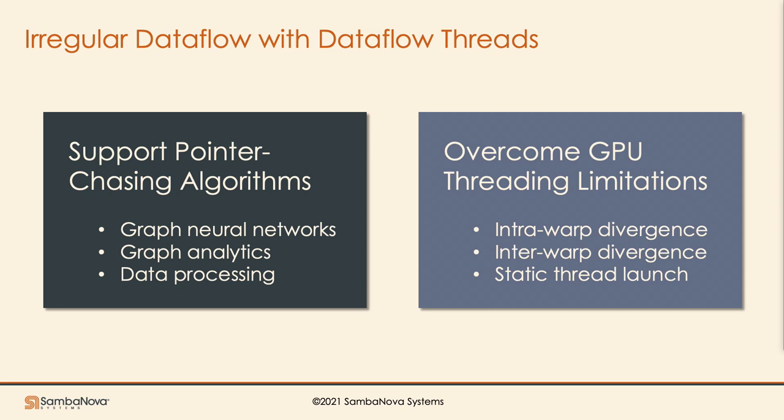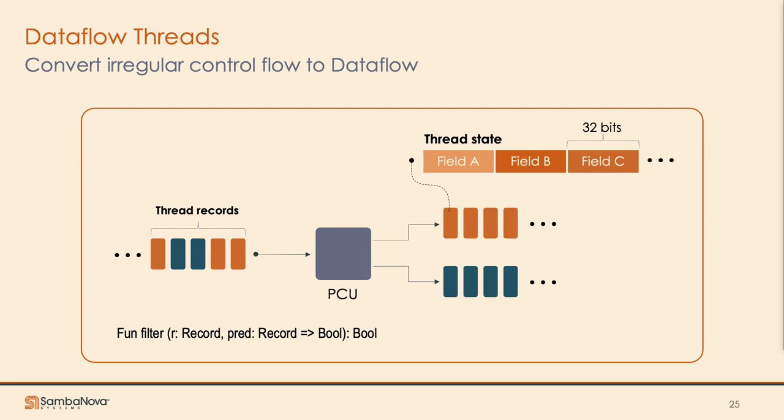And so the idea is, you'd like to be able to support irregular algorithms that have irregular data access, algorithms that have irregular control, and this is needed in future graph neural networks. It's being used in graph analytics. It can support data processing, and if you look at conventional GPUs, which of course have spent a lot of time thinking about implementing threading in various ways, you see that the threading capabilities of GPUs are limited when you get threads that have irregular control flow. You have what is called interwarp divergence, and sometimes you've got cases where between warps you have divergence. So the question is, can you be more efficient than what is done with a GPU? And the key idea is to translate irregular control flow to data flow.